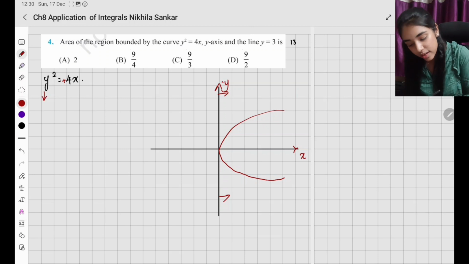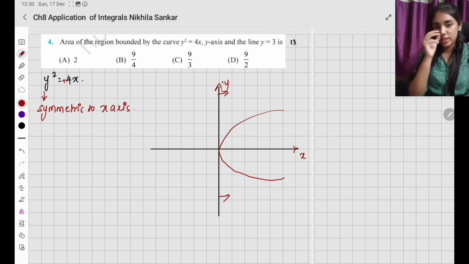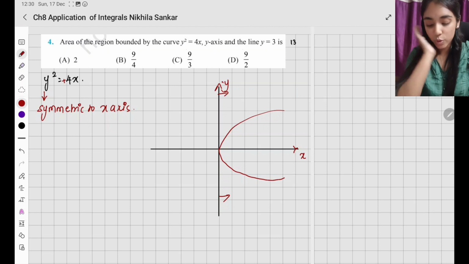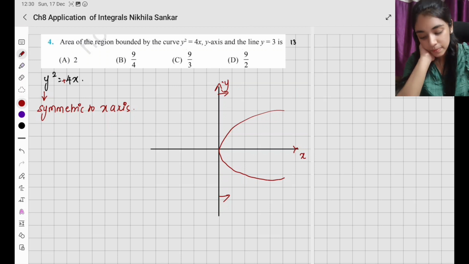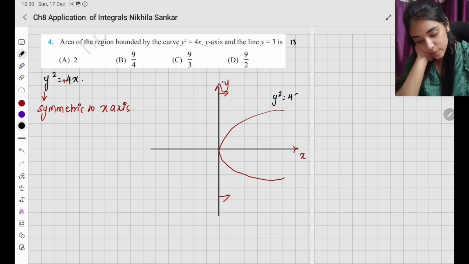So y square, it is going to be symmetric to x-axis. Okay, remember this. We have studied all this in 2D geometry. You will know, you have to remember all this. Okay. So this is how my curve looks like. So this is going to be y square equals 4x.